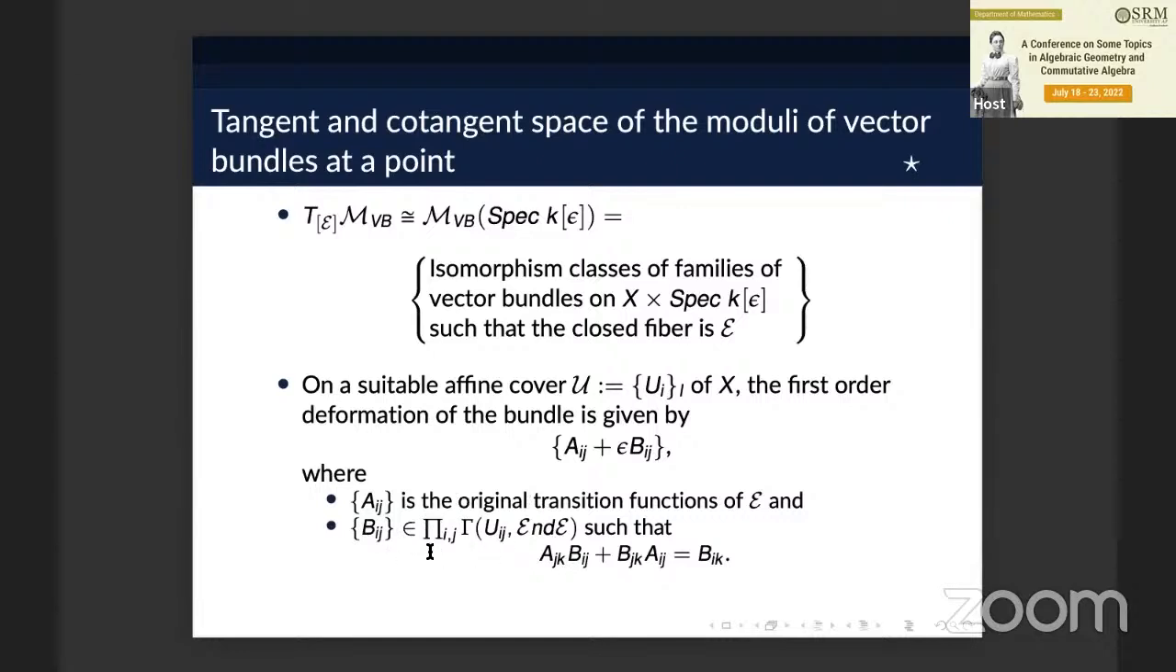should be of this form, such that this cocycle should satisfy some condition, which is Cij times Cjk equal to Cik, and that condition exactly gives this. And from using this condition, one can see that the Bij defines an element of H1 of X, End E. So this data is exactly equivalent to giving a one-cocycle of End E. So therefore, the tangent space at the given point E is H1 of X, End E.